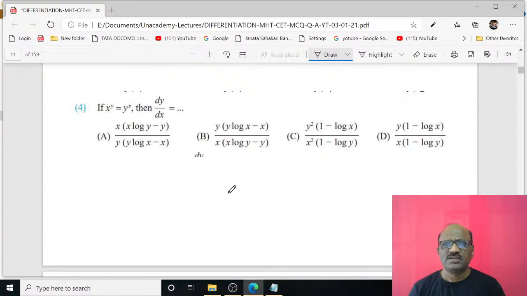There is a question: if x raised to y is equal to y raised to x, then dy by dx is equal to what? The options are dy by dx equals x into (x log of y minus y), and the others. These are the options, and you can try now for this example. To solve this example, take log on both sides and differentiate on both sides. You will get the answer.